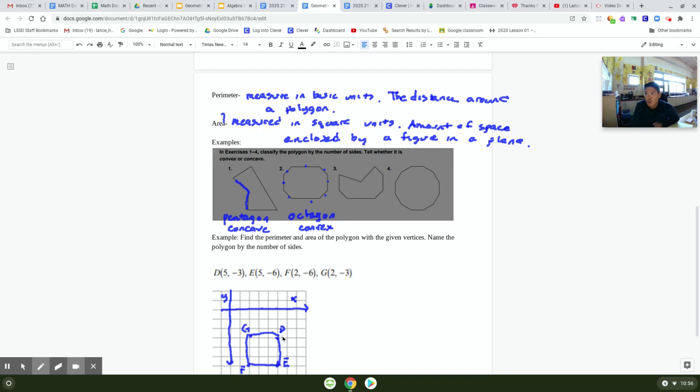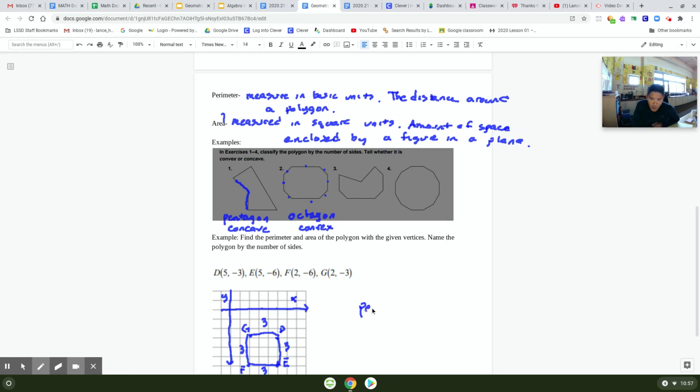On some of the problems that you're working on, you might need to use the distance formula or possibly the Pythagorean theorem. But GD, that's 3 units in length. Again, no units are given, so I'm not going to write anything like 3 centimeters or 3 inches. DE is also 3 units in length. You can just count the number of squares, basically. FE and then GF are also 3 units in length.